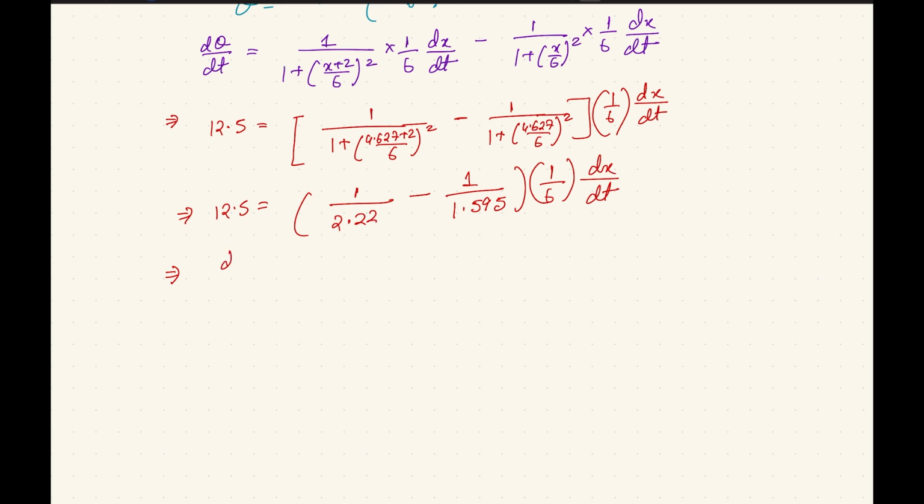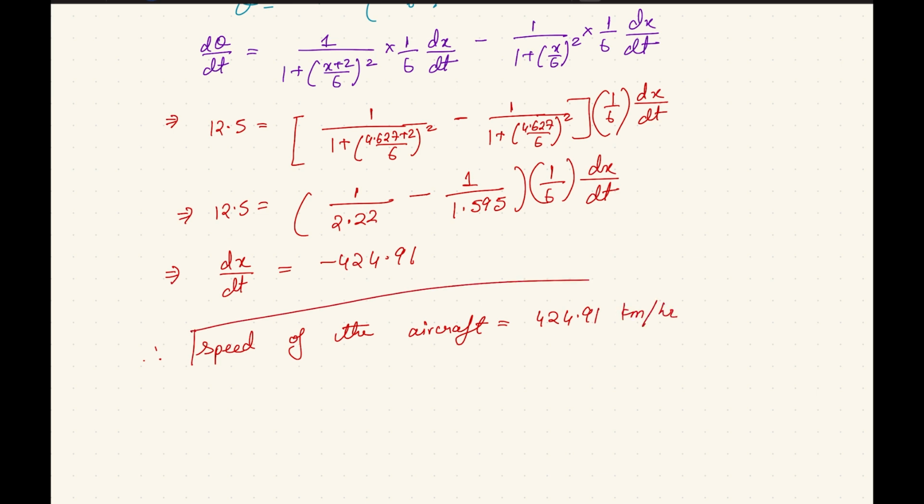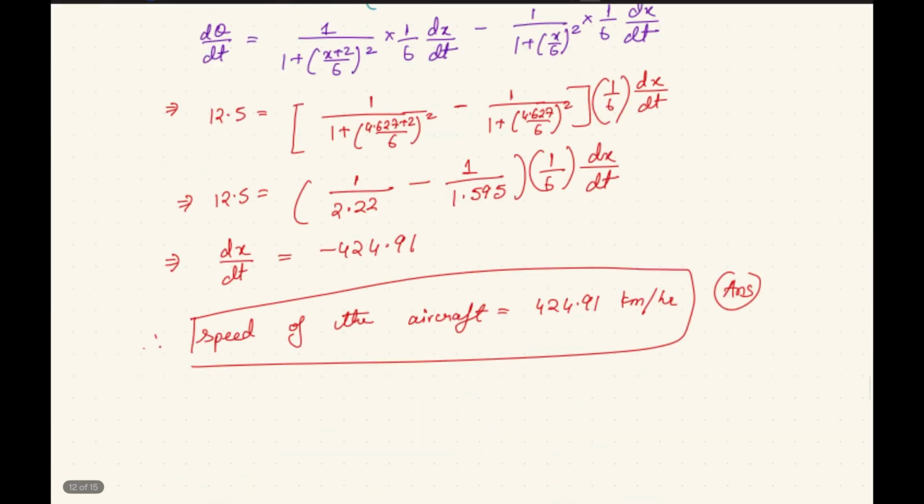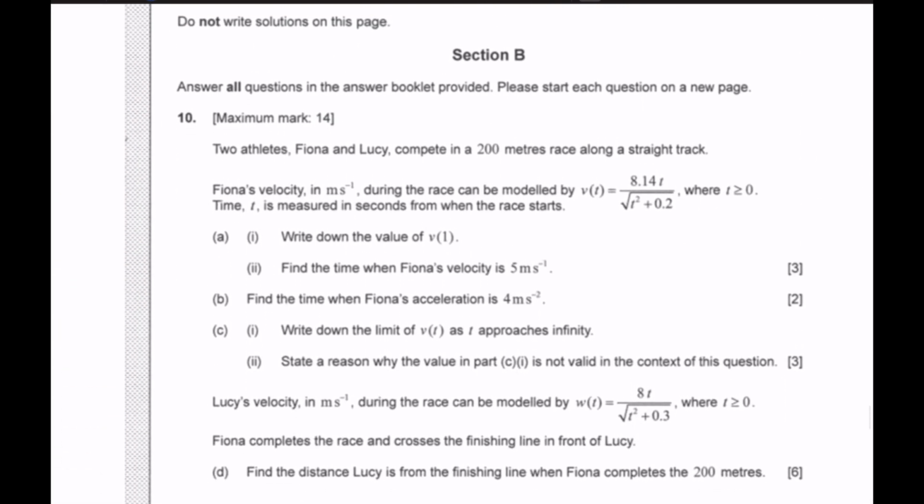When I multiply this, I get dx over dt as negative 424.91. So basically, the speed of the aircraft will be 424.91 kilometers per hour. And that is the final answer of this question. So this was total 9 marks. Okay. Now we'll start with section B.